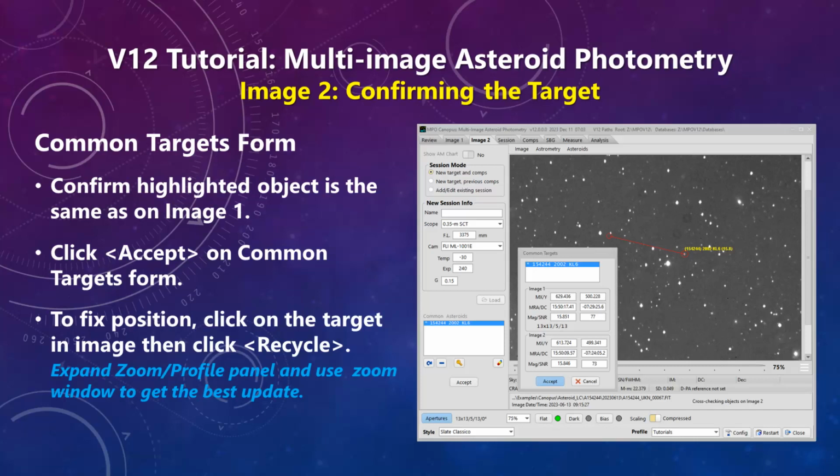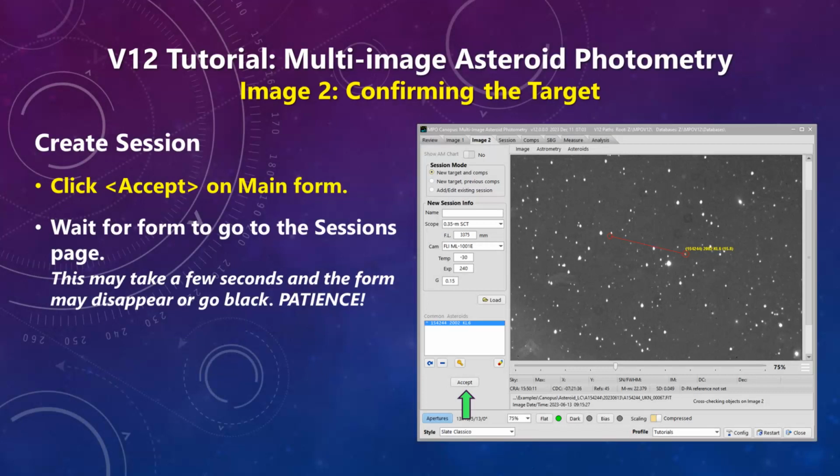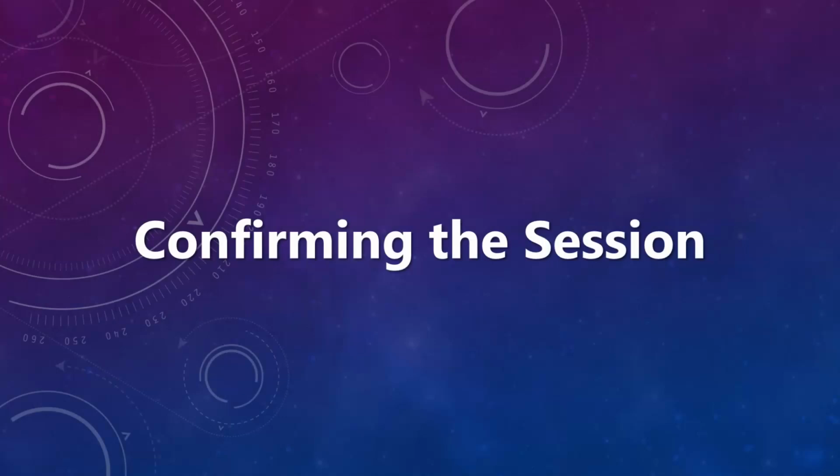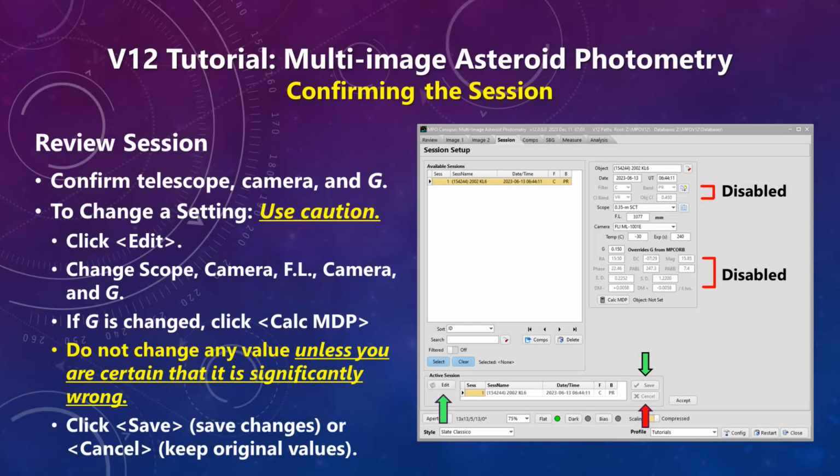Click the Accept button if ready to move on. Click the Accept button under the list of targets. In this case, a new session is being created and so it may take a few seconds, and the form may go black. Have patience. The form should set itself to the session page. The new session should be highlighted at the bottom.